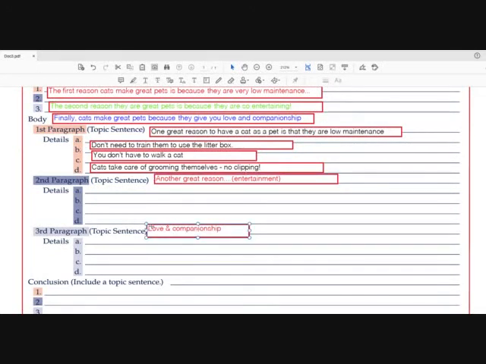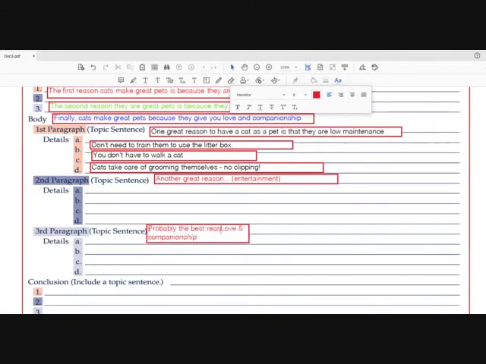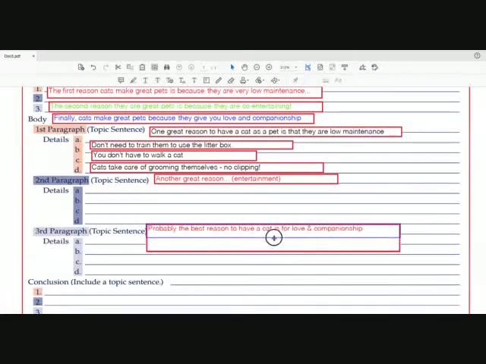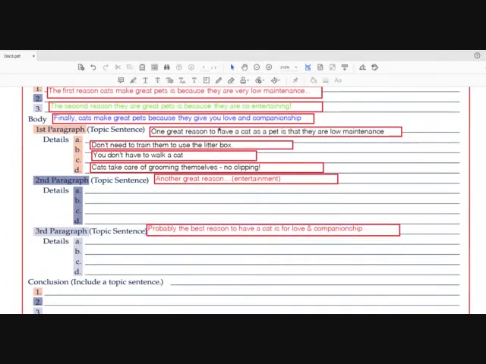And you tell them that you'd leave probably your stronger one to the end. So you'd say, probably the best reason to have a cat is for love and companionship. Okay. So as you can see, we would go through and add in these points, right?